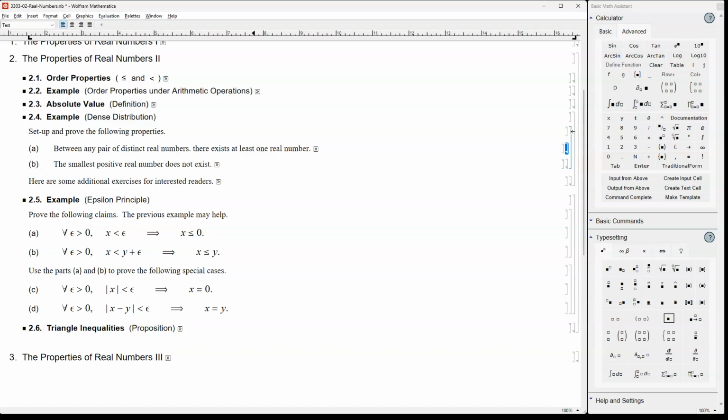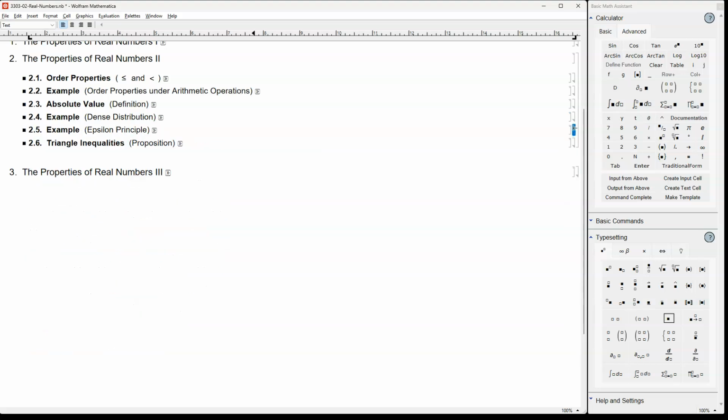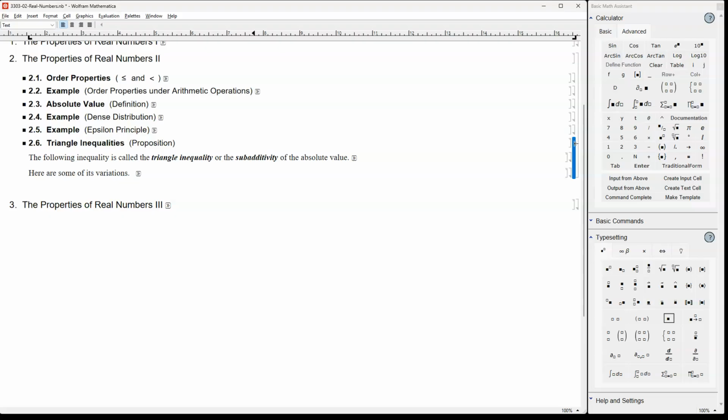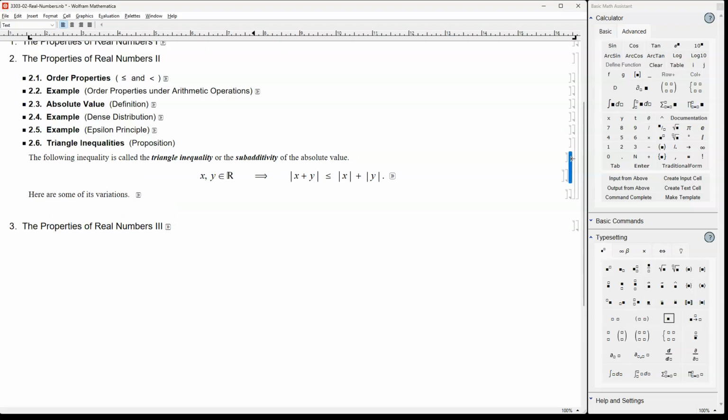Okay, how much time do we have? Epsilon principle. Okay, let's go to the next application. Triangle inequality, and that's pretty simple. Yeah, here we go.